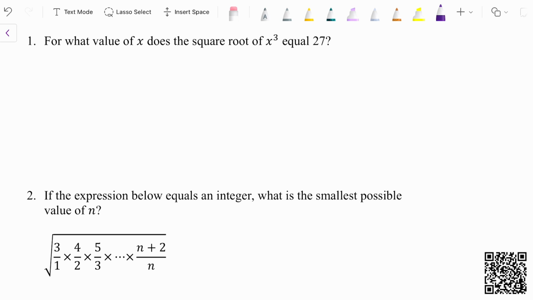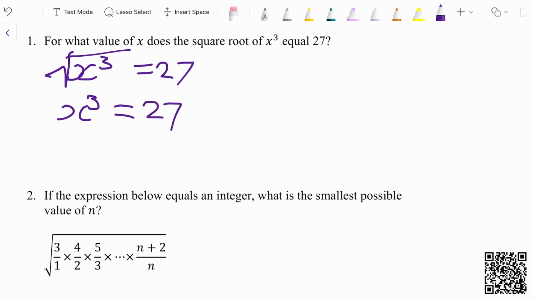Today's first question is, for what value of x does the square root of x to the third equal 27? Okay, so we're going to write this out. The square root of x to the third is equivalent to 27. So if we square both sides to get rid of the square root, we would get, we're not going to solve this because you don't technically need to.